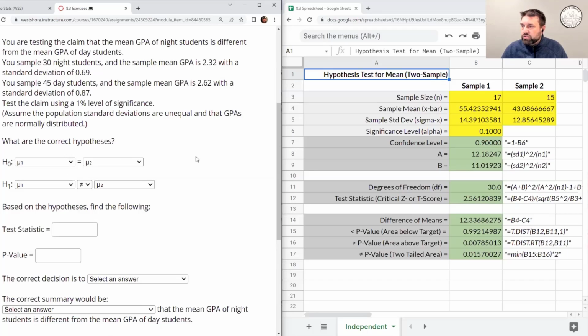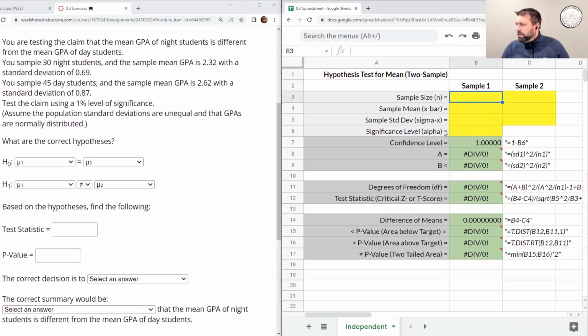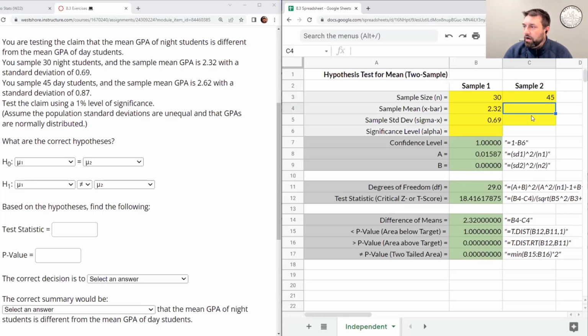We're just using mu's. Okay, so let me get rid of the old data from a previous problem. And let's have a go at this one. So group number 1 is going to be the evening students. There are 30 evening students. That's our sample size. Their GPA is 2.32, and the standard deviation is 0.69. That's group number 1. Now for the daytime students, the students that took classes during the day, there were 45 in our sample. Of those 45, the average GPA was 2.62, and the standard deviation is 0.87.